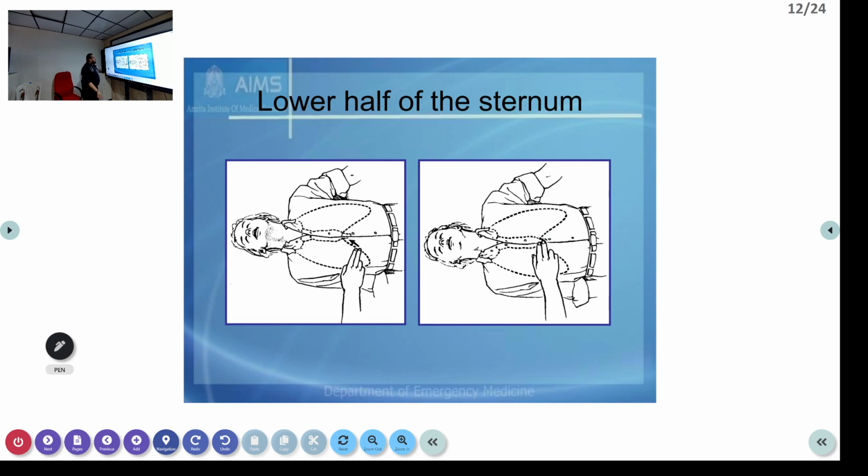Then the next, this is what I have told. This is the lung, what you are seeing here. This is the sternal bone, and you have to identify the lower half of the sternum, and in the center, this is the area where you need to give the compression. So this is the area where you need to identify. It is not in the left, not in the right, it should be in the center of the chest. So this is the area where you need to give the compression. So you have to remember this.